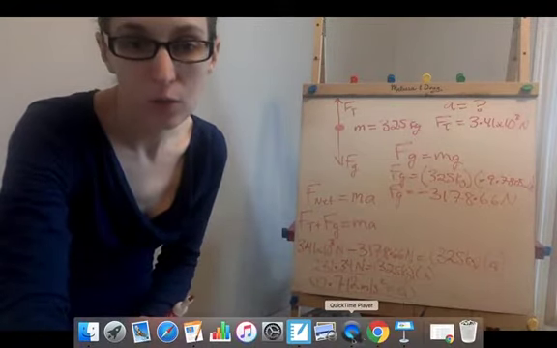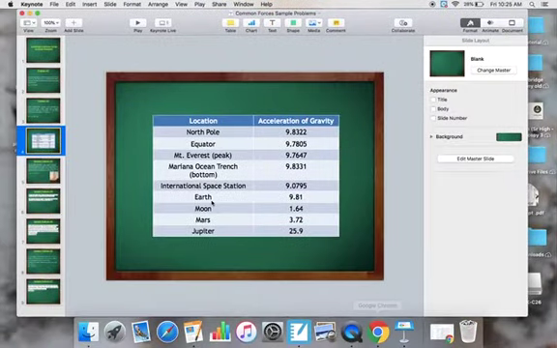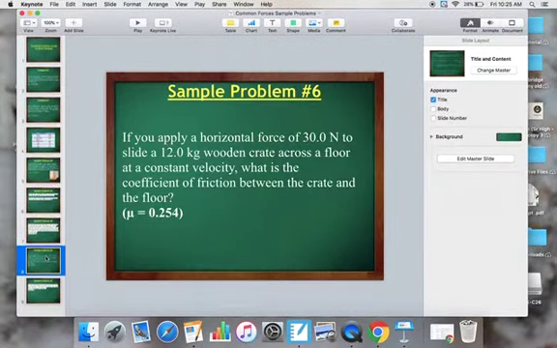All right, question 6. There's just two more. We're going to take a look at 6 and 7. So in this one, if you apply a horizontal force of 30 newtons to slide a 12 kilogram wooden crate across a floor at a constant velocity, what is the coefficient of friction between the crate and the floor, right?